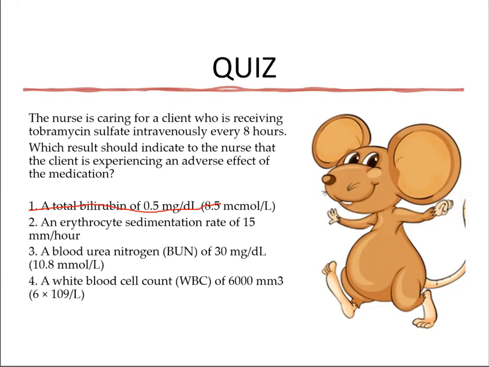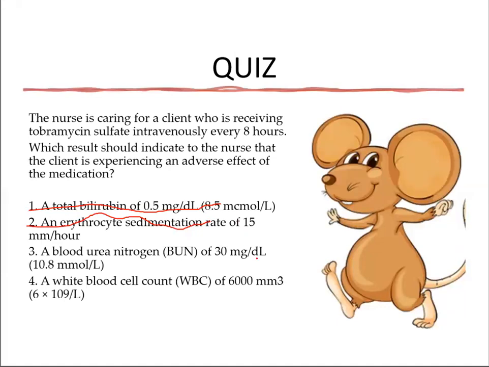2, an erythrocyte sedimentation rate of 15 mm per hour. I know that the normal sedimentation rate for males is less than 15 mm per hour, and for females is less than 20. So this is within range, and I'm also going to eliminate this. Number 3, a BUN level of 30 milligram per dL. I know that my normal BUN level should be between 10 to 20 milligram per dL.